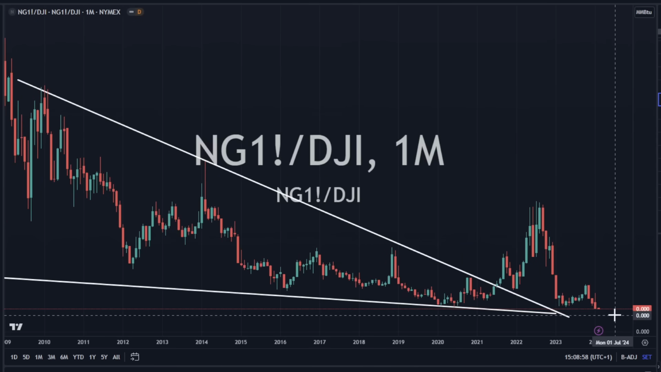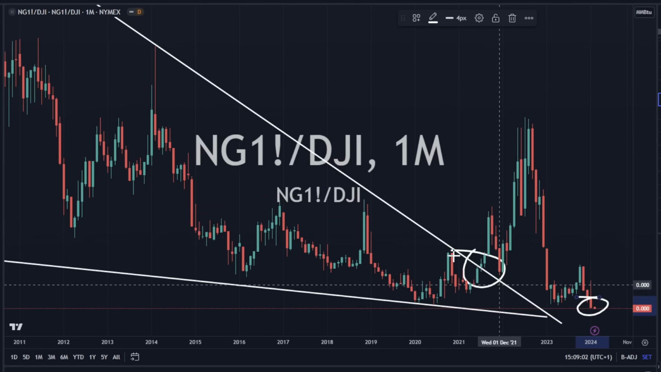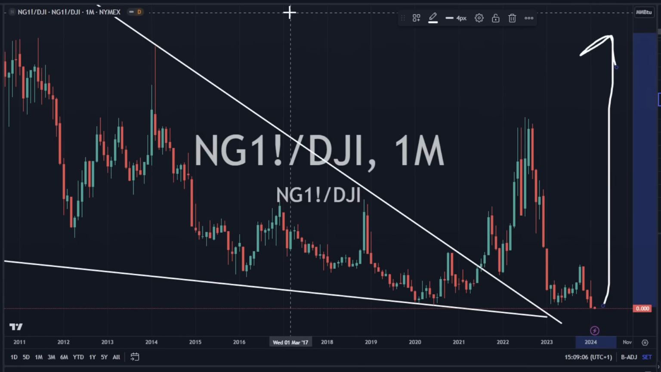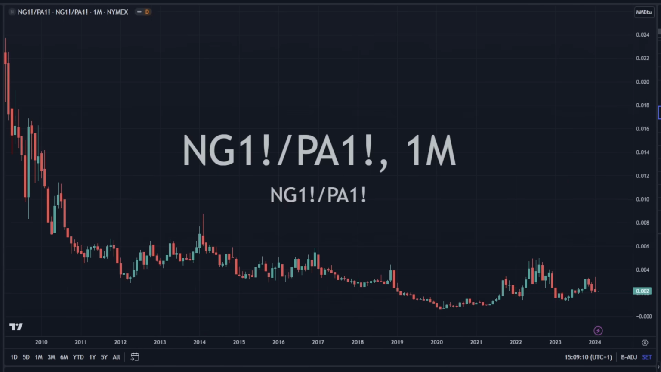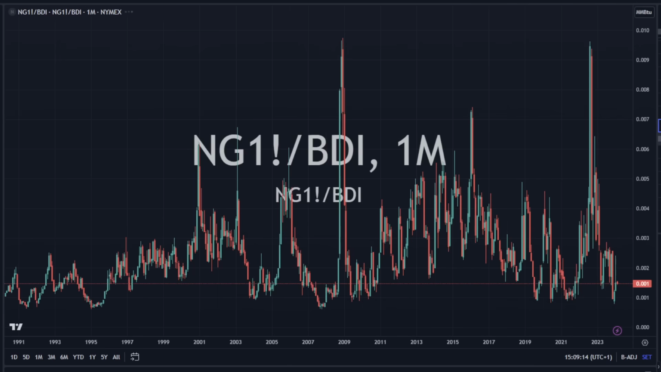Nat gas versus Dow Jones is cheap. And this looks interesting. We've broken out. It looks like we're doing a retest where maybe we could get a huge outperformance of natural gas at some point. Nat gas versus palladium, super cheap. It's down in no man's land. We've got natural gas versus Baltic, which is also on the cheaper end. So natural gas, I think, is basically probably the cheapest asset versus the other assets at the current time.